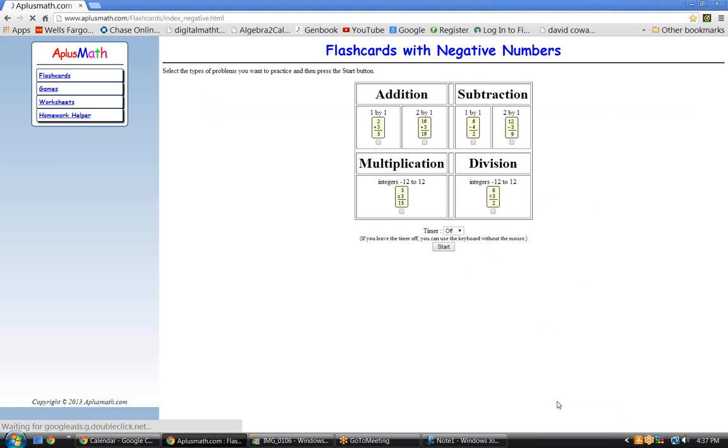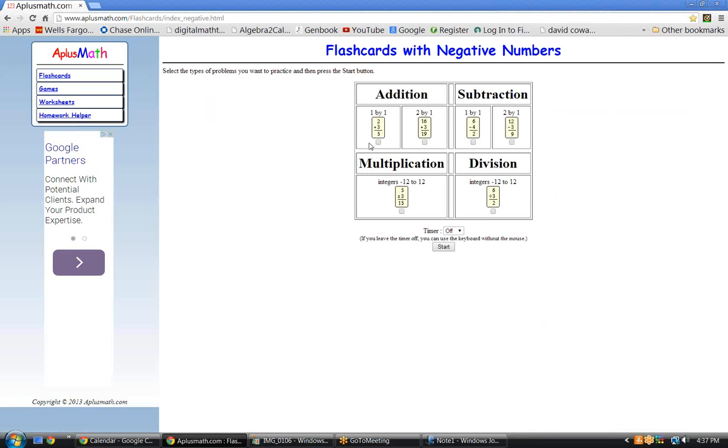Okay, let me just show you how this works. You can checkbox if you want to do just 1 digit by 1 digit addition. Checkbox that only. Don't checkbox the 2 by 1s. You don't need to know how to do those. Those aren't that significant. It's not that you don't need to know how to do them. You do, but that's not what's causing you to struggle in algebra.